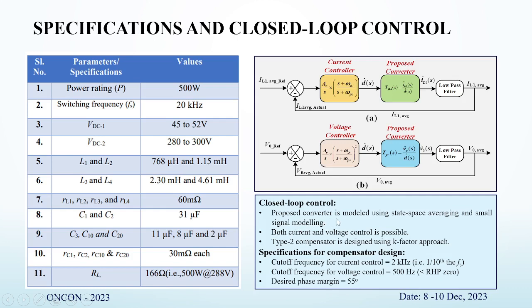For closed loop control, the proposed converter is modeled using state space averaging and small signal modeling. Both current control and voltage control are possible here. For current control, a type 2 compensator is used. For voltage control, a type 3 compensator is used. The cutoff frequency for the current control is 2 kilohertz; it is generally considered one fifth to one tenth of the switching frequency. For voltage control, I have chosen a cutoff frequency of 500 hertz. Generally, it is considered lower than the RHP zero, and the desired phase margin I have chosen is 55 degrees.